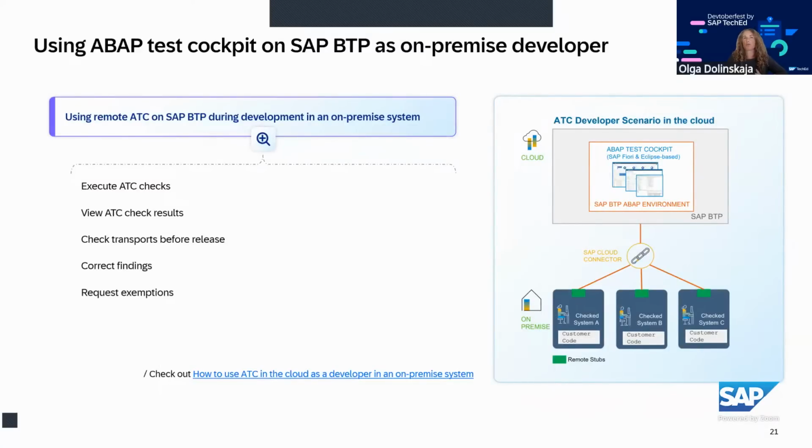Here are just some examples of how it works. If you use ABAP Test Cockpit on BTP as an on-premise developer, then you use the so-called developer scenario, where you use a remote check variant from ATC on BTP to analyze your on-premise or private cloud developments during your development process. So you can execute ATC checks using the remote ATC check variant. You see the results. You can check the transports before release using the remote ATC on BTP check variant. You can correct findings, request exemptions, and so on.